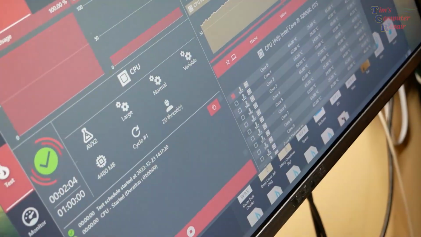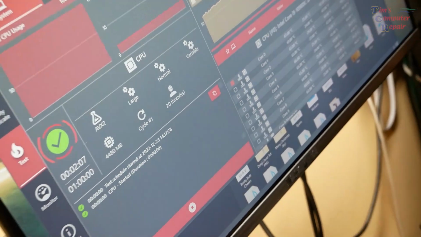This is performing flawlessly now. Temperatures are beautiful. This is the job done.